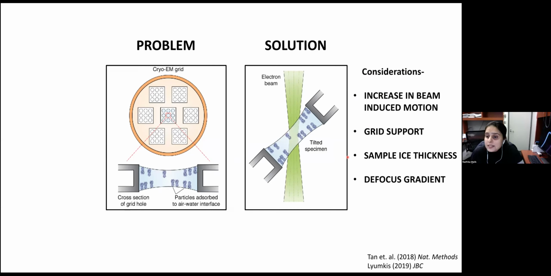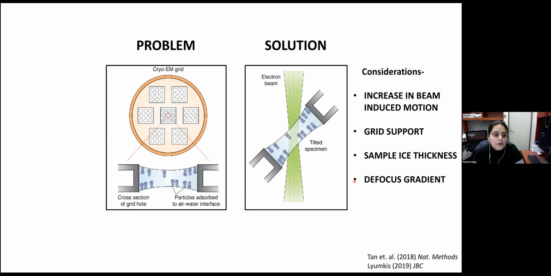Then there's always an increase in sample thickness once you tilt, and therefore you should consider either increasing the dose during your data collection, or you should optimize your grids further as well. Thirdly, there's also this defocus gradient, which happens across the micrograph once you tilt, and that you have to take into account when you're processing.